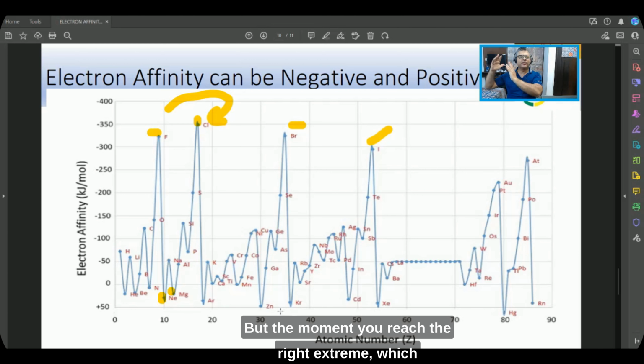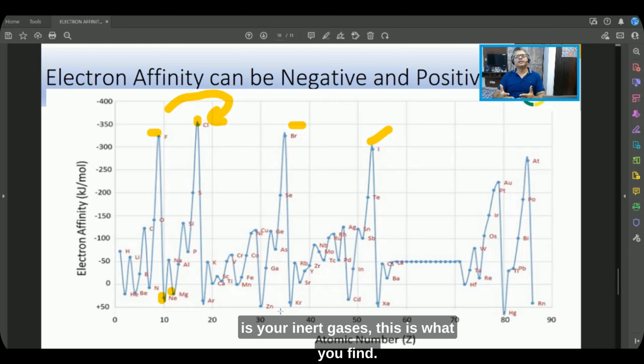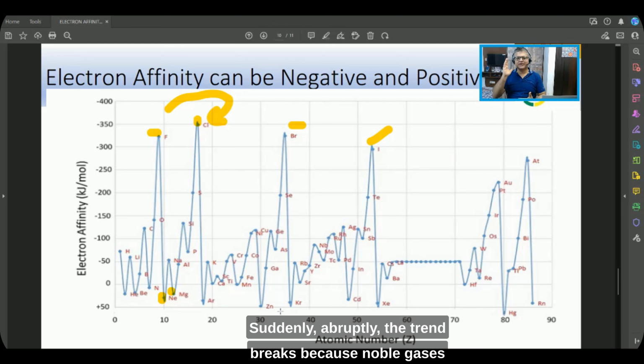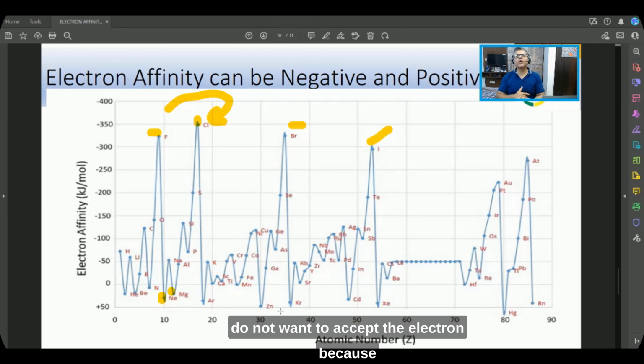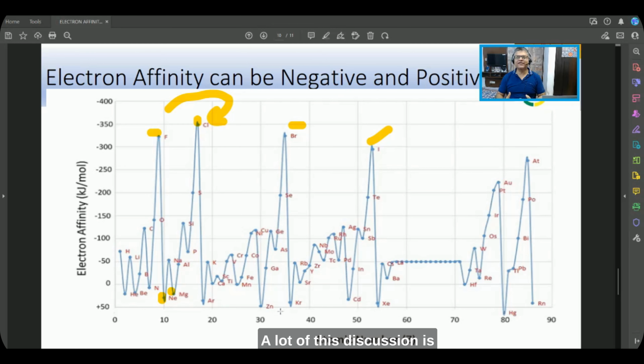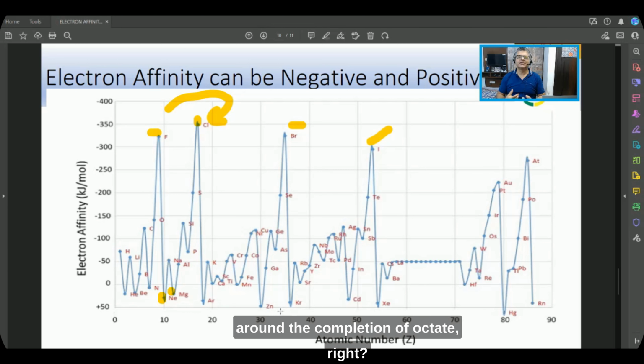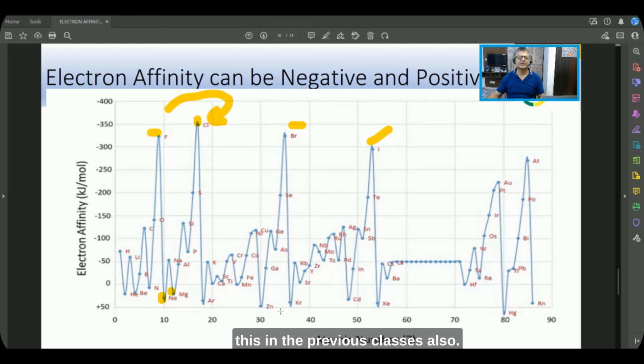But the moment you reach the right extreme, which is your inert gases, this is what you find. Suddenly, abruptly, the trend breaks, because noble gases do not want to accept the electron, because they already have a completed octet. A lot of this discussion is around the completion of octet, right? So remember that. You must have studied this in the previous classes also.